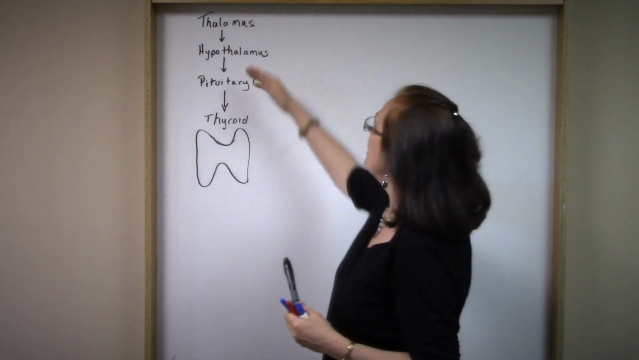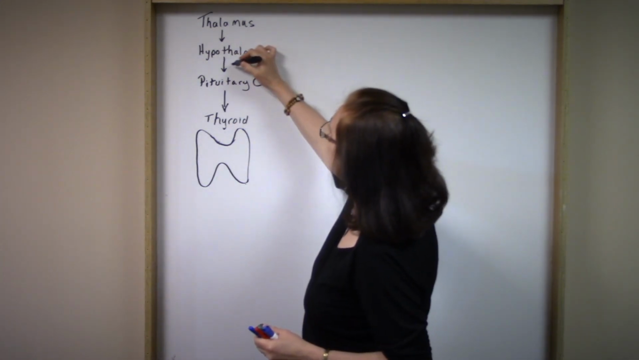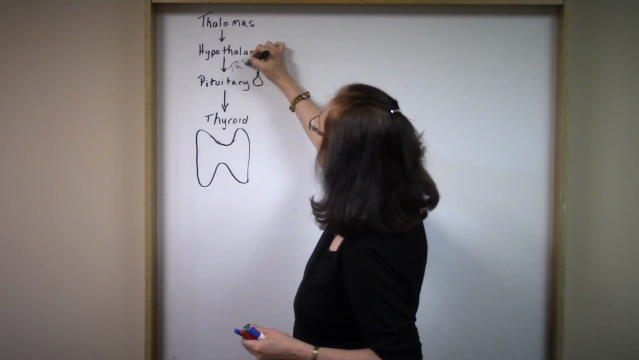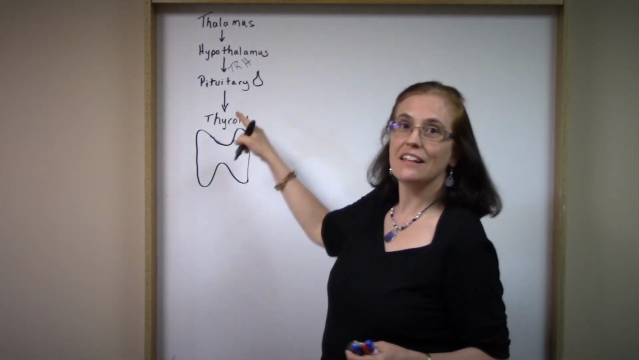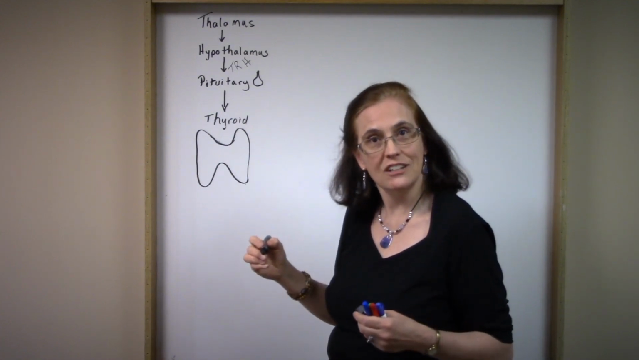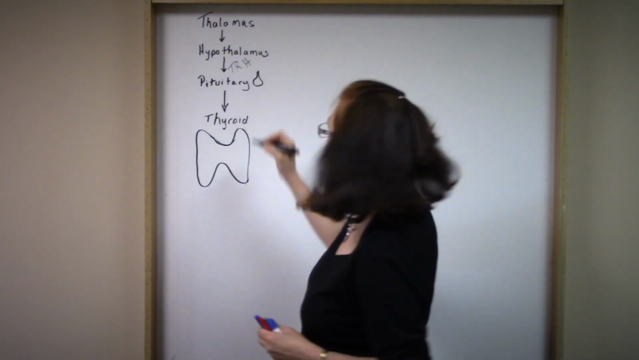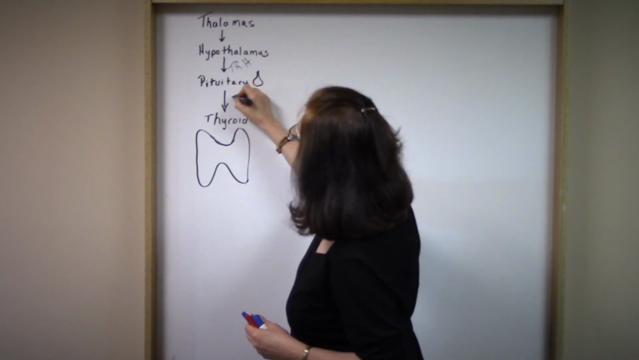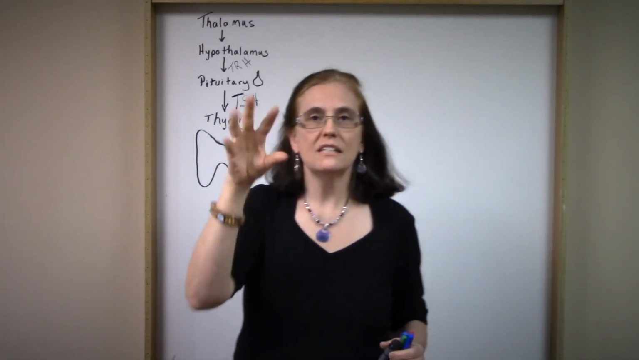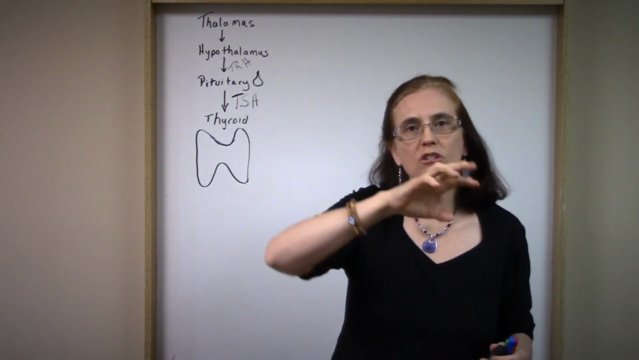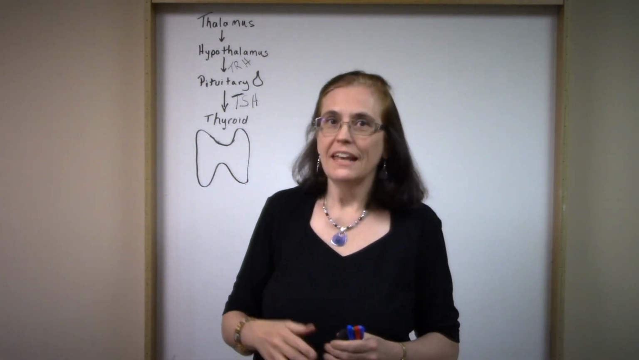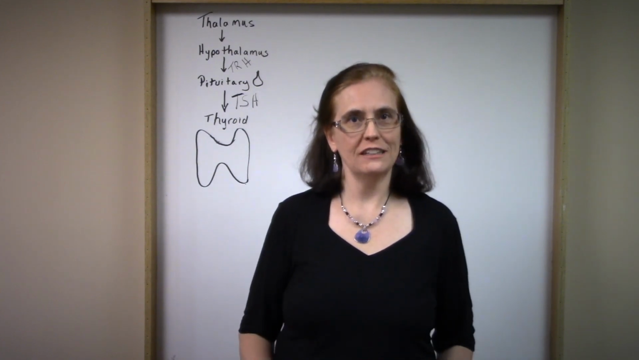The hypothalamus tells the pituitary to make the thyroid hormone by making a hormone called thyrotropin-releasing hormone. And the pituitary tells the thyroid gland to make thyroid hormone by releasing a hormone called TSH, or thyroid-stimulating hormone. All of these hormones are produced in pulsatile fashion. So if you were to measure them throughout the day, you'd find that they're never exactly the same hour by hour.